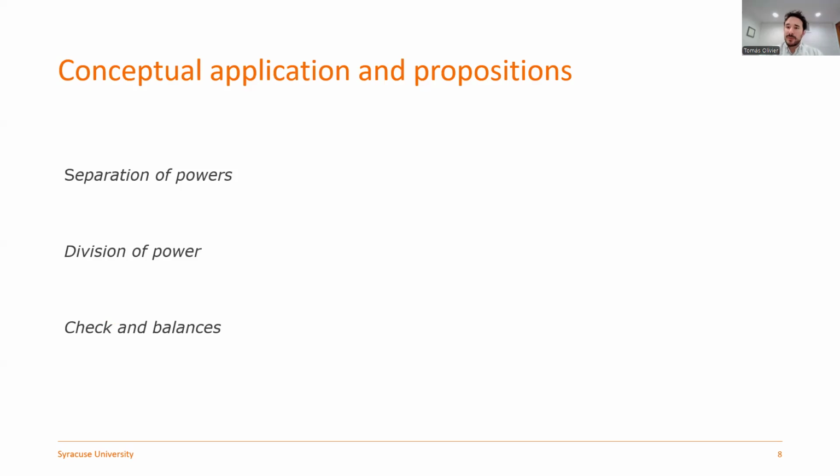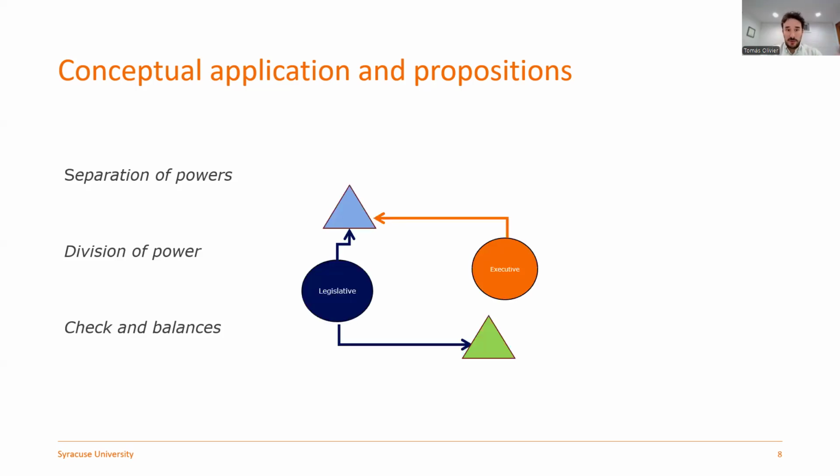Now, as I said, we're in the early stages of our project, but here's how we envision the conceptual application, and here are some of the propositions that we're envisioning for our project. As I said earlier, we're interested in looking at these three principles of separation of powers, division of power, and checks and balances. The way we envision capturing these principles empirically is through the identification of relational patterns in a network, right?